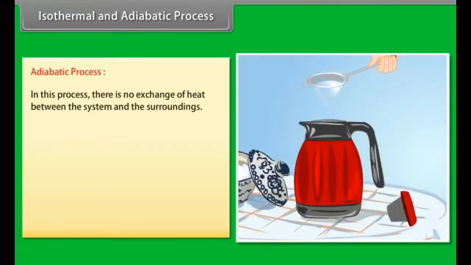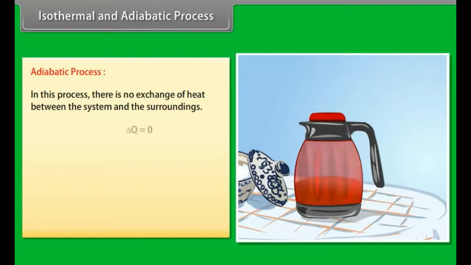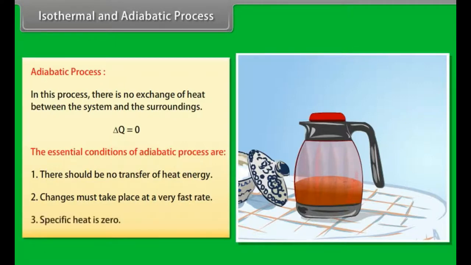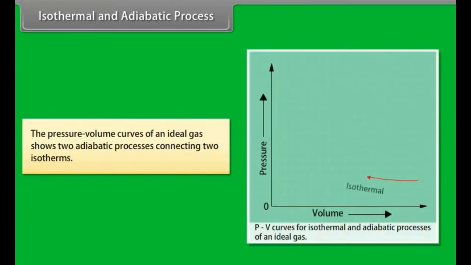Adiabatic process. In this process, there is no exchange of heat between the system and the surroundings. Delta Q is equal to 0. The essential conditions of adiabatic process are: there should be no transfer of heat energy. Changes must take place at a very fast rate. Specific heat is 0. The pressure volume curves of an ideal gas show two adiabatic processes connecting two isotherms.